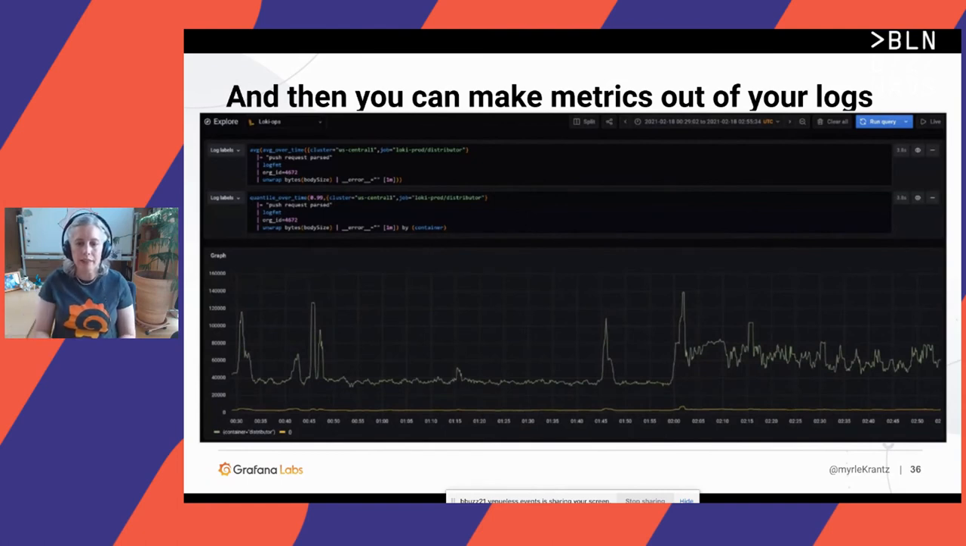So this is an example of pulling metrics out of your logs. If you look closely at the query, you'll see that it's querying for the errors. So you can actually look at the number of log messages that contain an error over time. And then you'll see a progression. You'll see the tendencies and the changes over time.